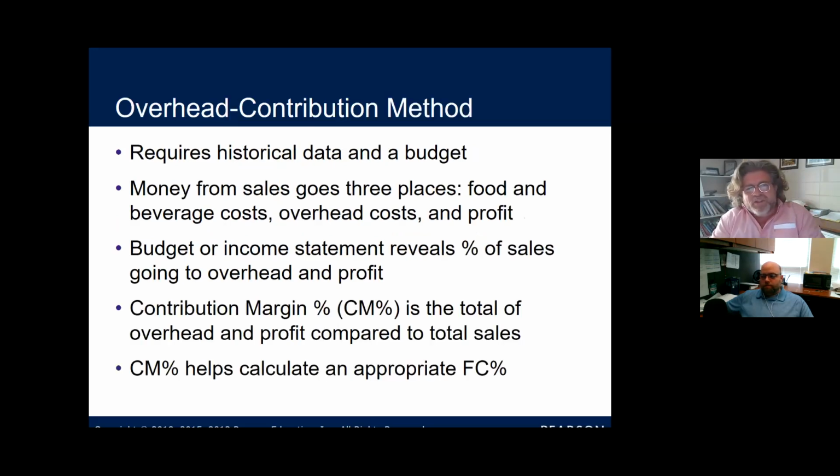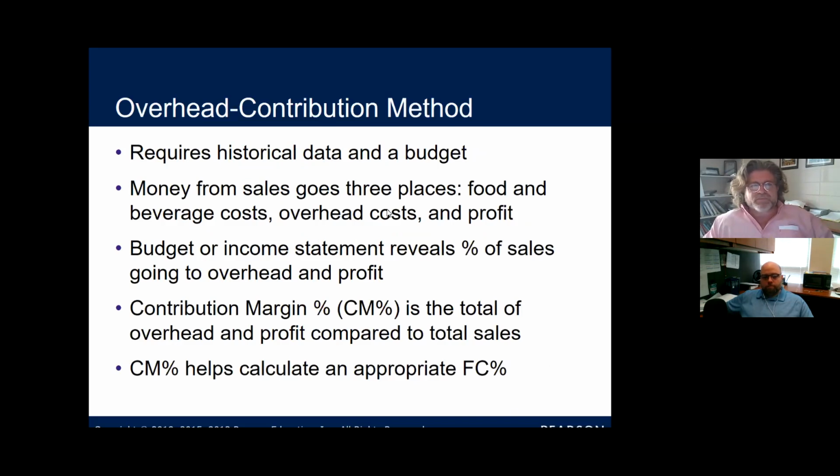Another method, and this is the second most common method, is what's called the contribution method. Here we're going to use an overhead contribution margin, where we look historically at how much it costs to operate the business, and we come up with a target of how much money we want to make. Then with that target, we work backwards and figure out our menu prices.